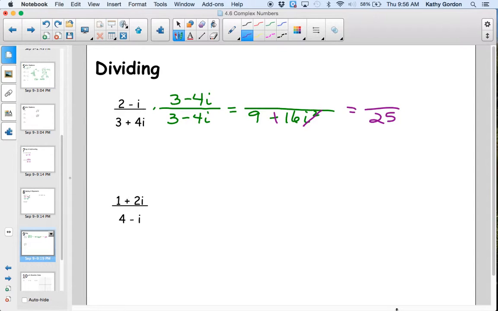Okay? And then if we do a quick FOIL here, that's a 6, that's negative 8 with negative 3, so negative 11i, and then a plus 4i squared, so that's going to become negative 4. So we end up with 2 minus 11i. And then to get the true a plus bi form, you just say it's 2 over 25 for a, minus 11 over 25 for b, i. There's your standard form complex number answer.